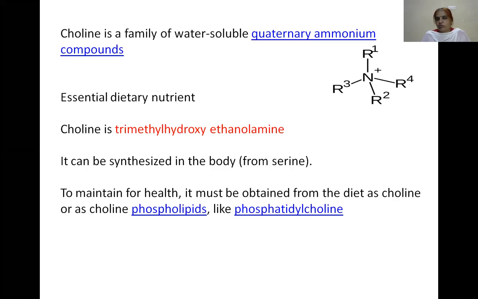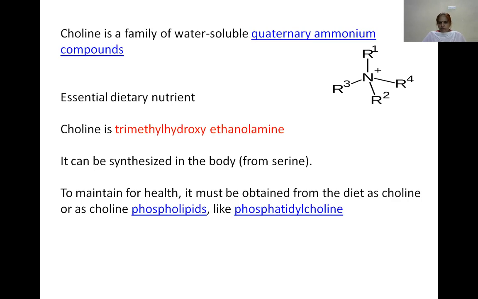What is meant by a quaternary ammonium compound? It has a nitrogen present centrally with a positive charge, attached with alkyl or benzyl groups. That's why it is called a quaternary ammonium compound. So choline is a family of water soluble compounds showing the quaternary ammonium structure. It is an essential dietary nutrient.